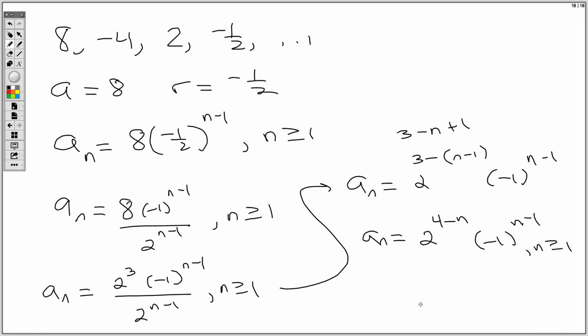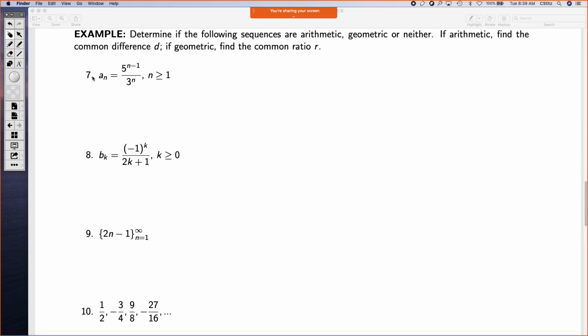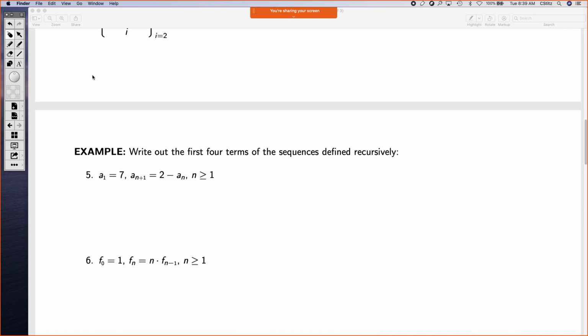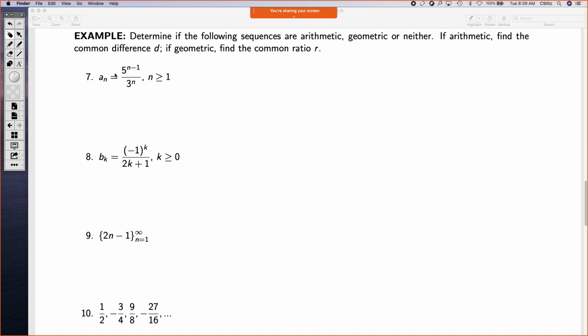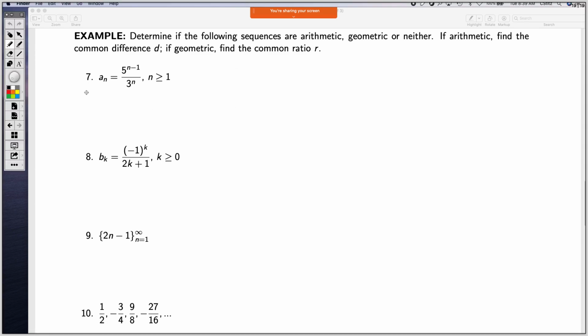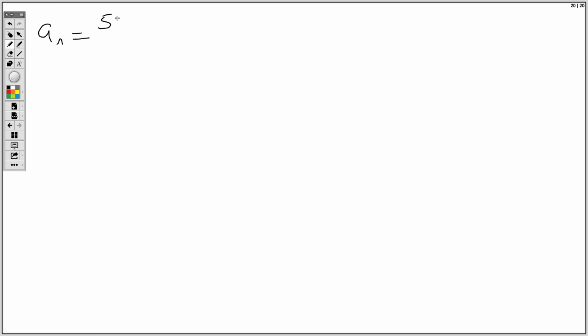So let's practice recognizing arithmetic and geometric on these examples here. Determine if the following sequences are arithmetic, geometric, or neither. If arithmetic, find the common difference d. If geometric, find the common ratio r. The mantra in this chapter is when in doubt, write it out. So let's write out a few of the terms here. We've got a sub n is 5 to the n minus 1 over 3 to the n, for n bigger than or equal to 1.